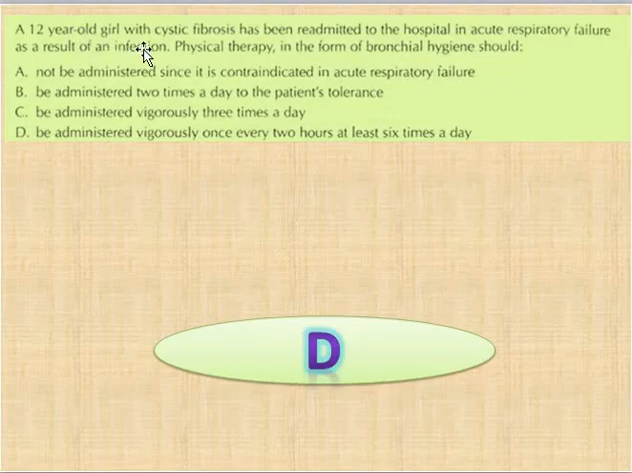A 12-year-old girl with cystic fibrosis has been readmitted to the hospital in acute respiratory failure as a result of infection. Physical therapy in the form of bronchial hygiene should: option A, not be administered since it is contraindicated in acute respiratory failure; B, be administered 2 times a day to the patient; C, be administered vigorously 3 times a day; and D, be administered vigorously once every 2 hours at least 6 times a day. The correct option is D, be administered vigorously once every 2 hours at least 6 times a day.